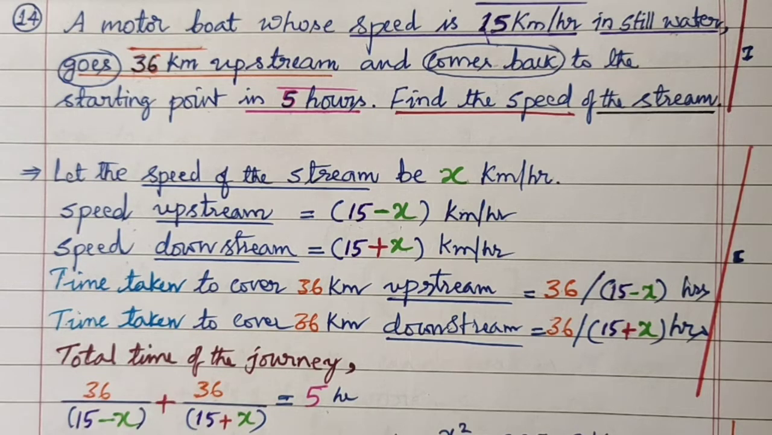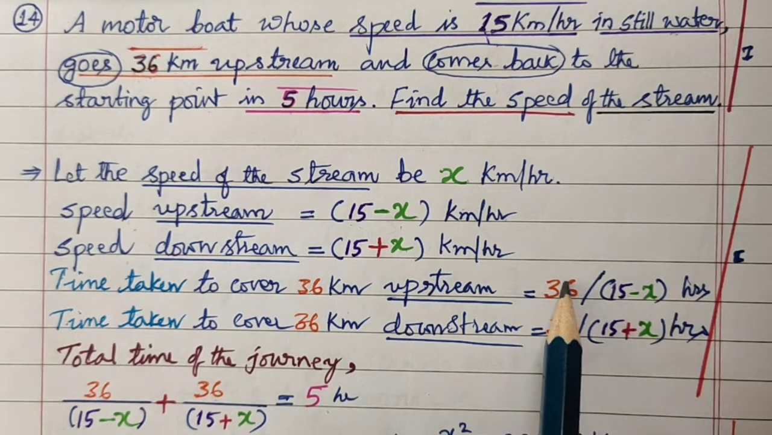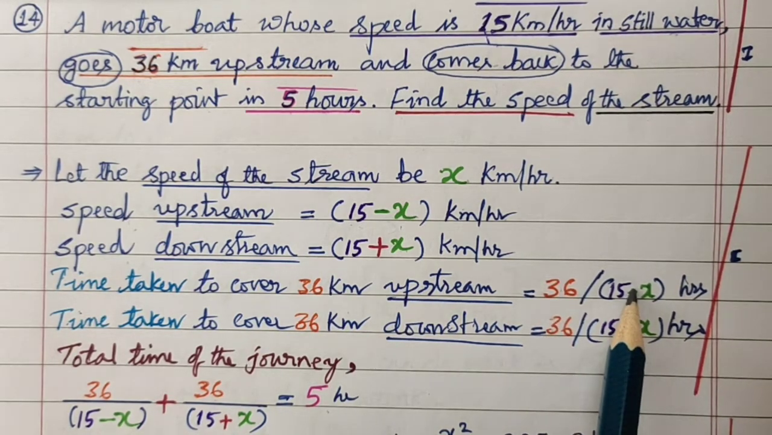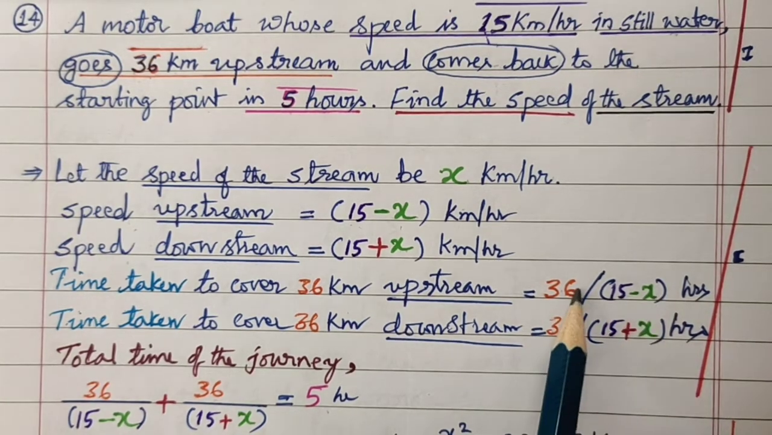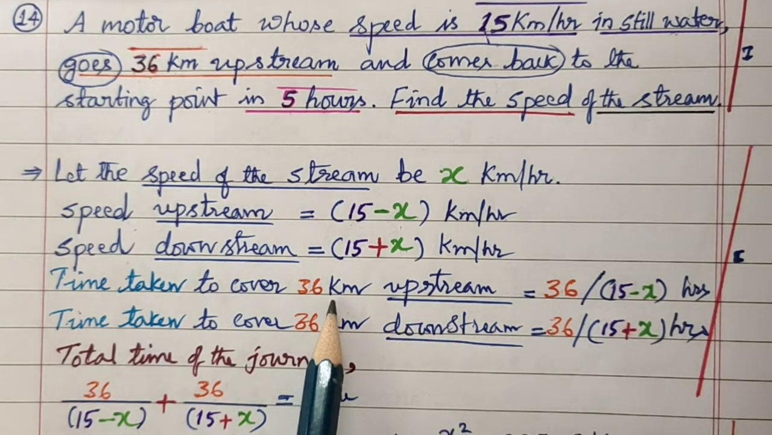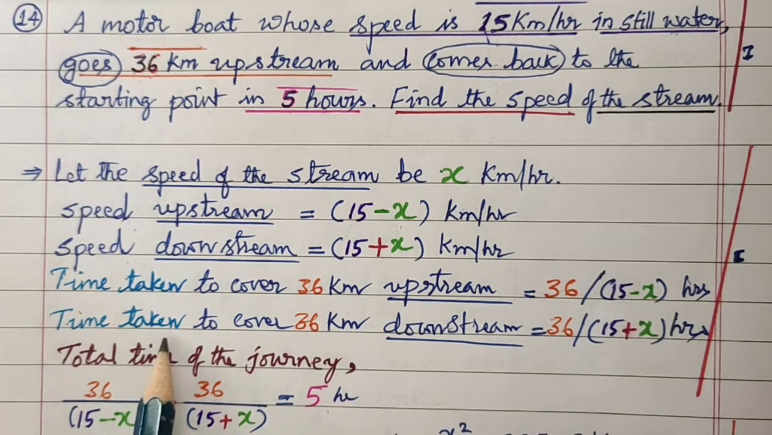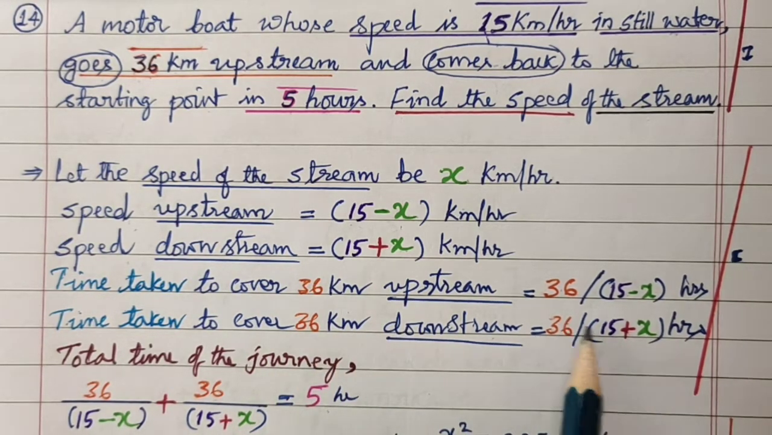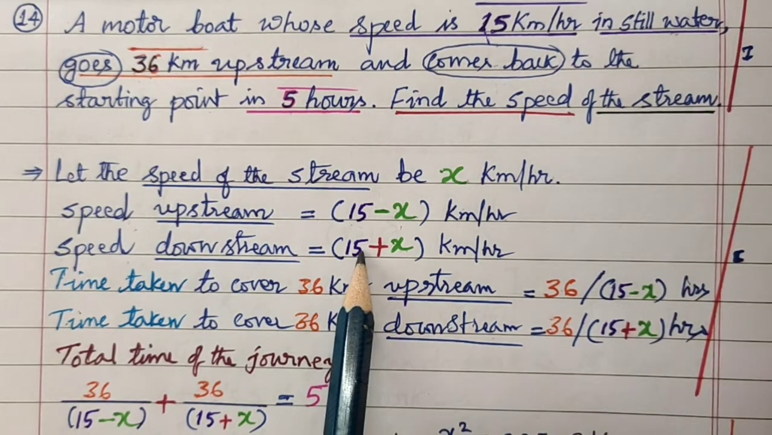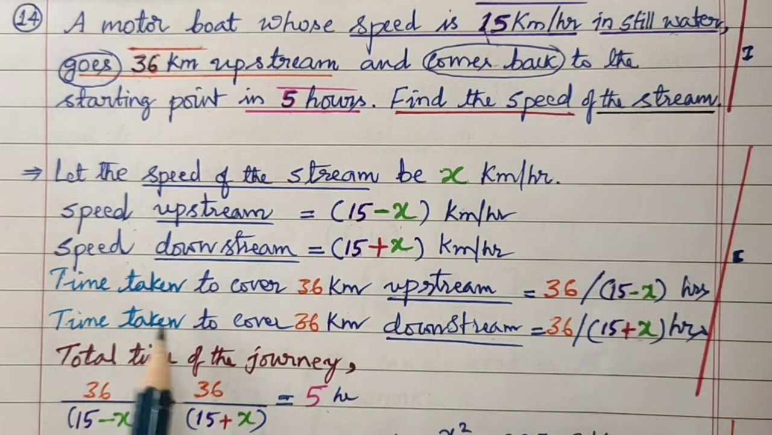Time taken to cover 36 kilometer upstream is going to be distance traveled divided by speed. This is the speed of the boat upstream, and that will give the time taken to cover 36 kilometer upstream. Then time taken to cover 36 kilometer downstream is distance divided by speed. This is the speed downstream, and that will give the time taken.